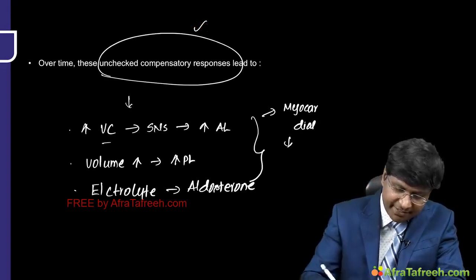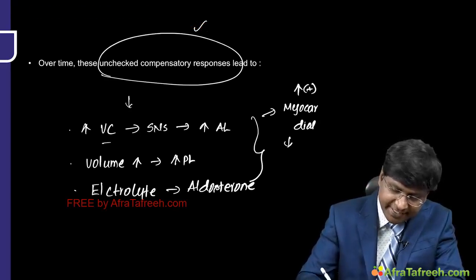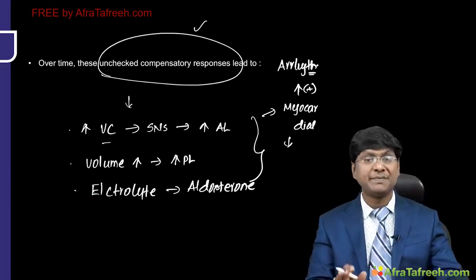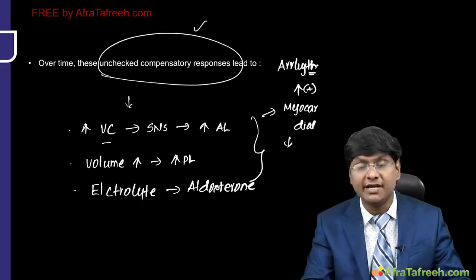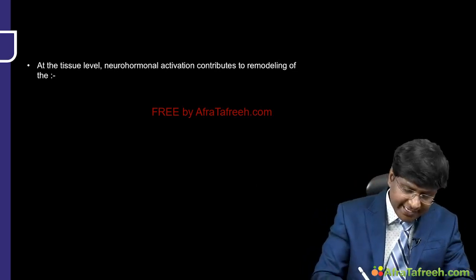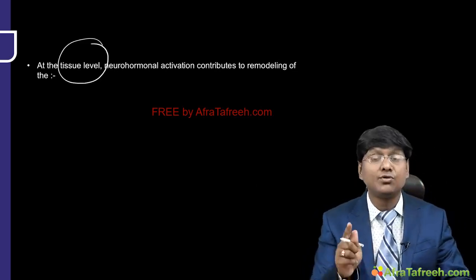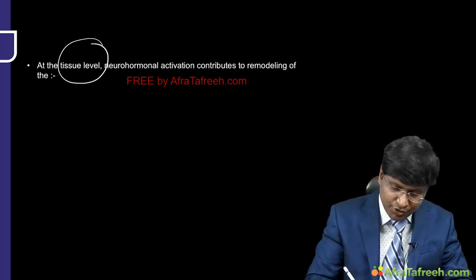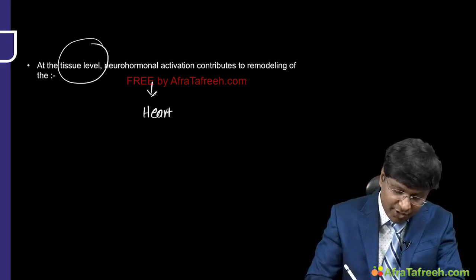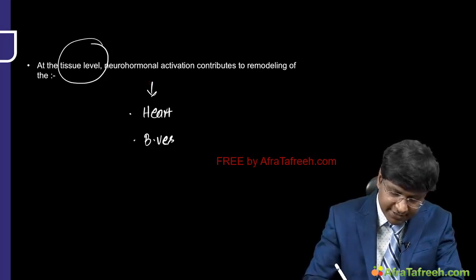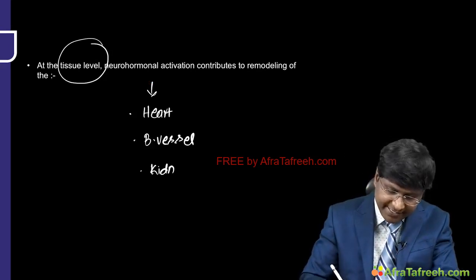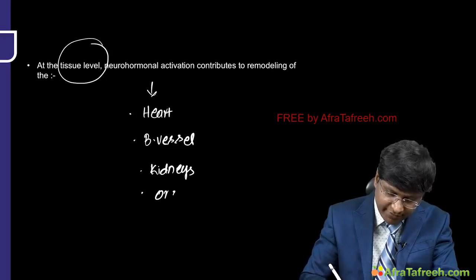This myocardial impairment will precipitate the individual to develop cardiac arrhythmias, and the individual can even have sudden cardiac death as well. Okay, and at the tissue level, the neurohormonal activation contributes to remodeling of the heart, the blood vessels, the kidneys, and various other organs.